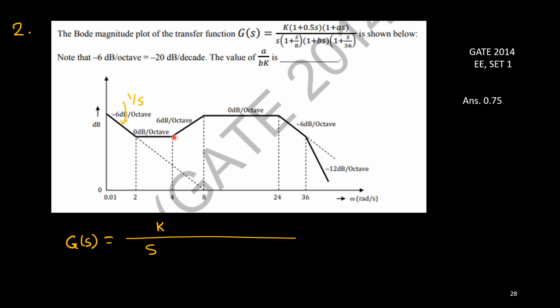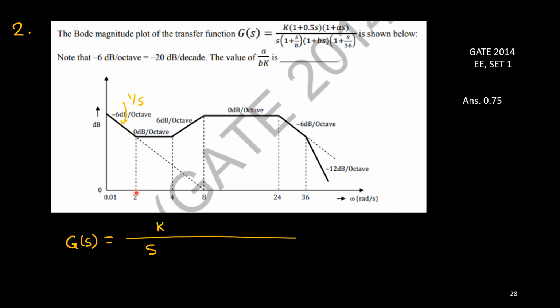Okay, from here there's one change in slope. Earlier it was minus 6 dB per octave, now it is 0 dB per octave. So what is the change? Plus 6 dB per octave is added. That's how it is made 0. Plus 6 dB per octave is provided by one zero only. Only a zero can provide a positive slope. So there should be one positive slope at this frequency.